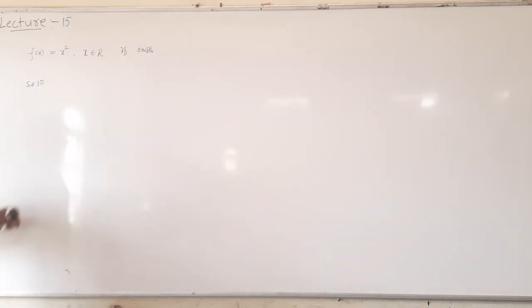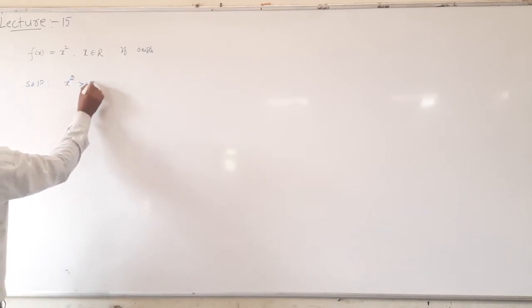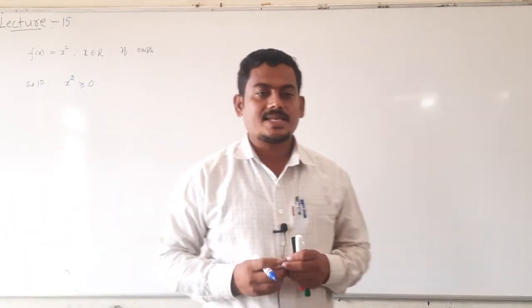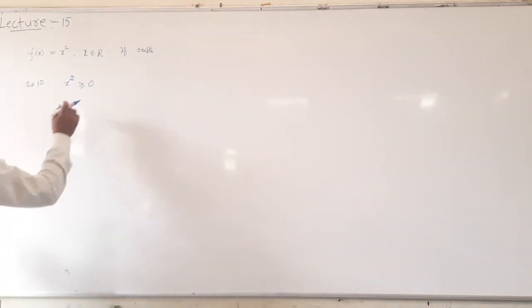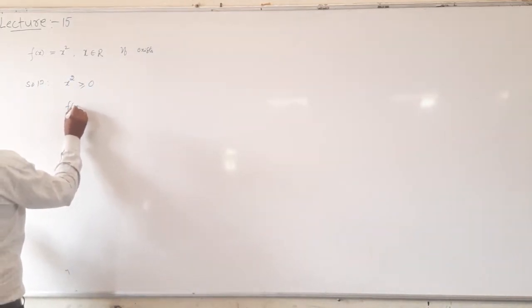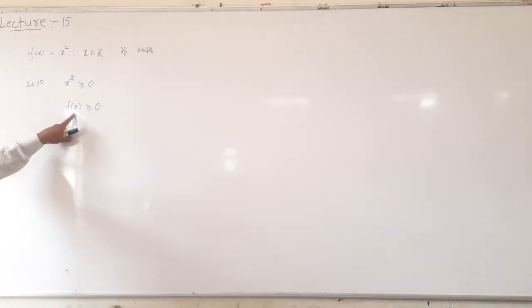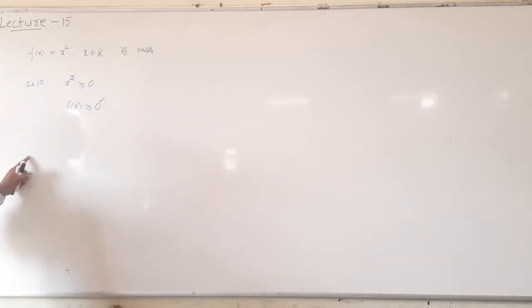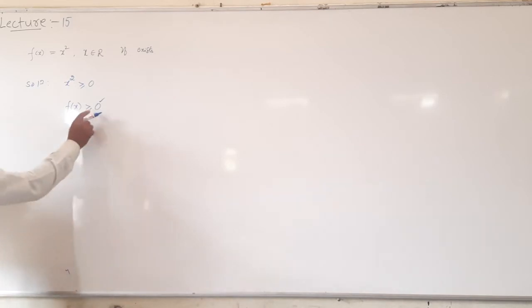We know that x square is always greater than or equal to 0. Any quadratic is greater than or equal to 0. f of x square is greater than or equal to 0 means f of x is greater than or equal to 0, which means the least value is 0 only.